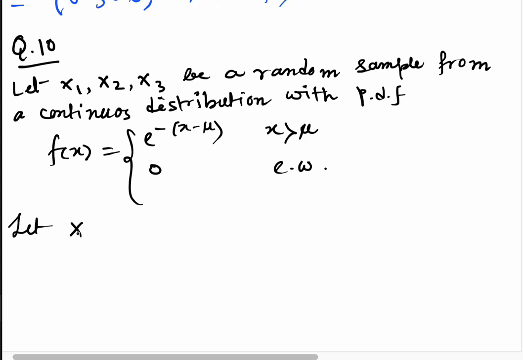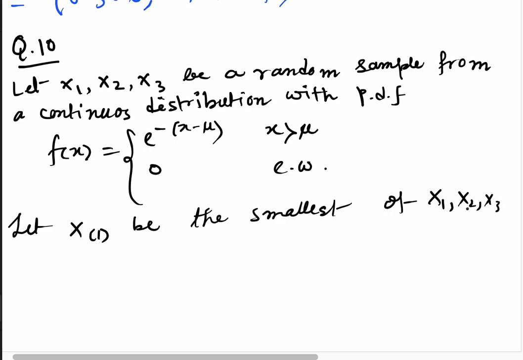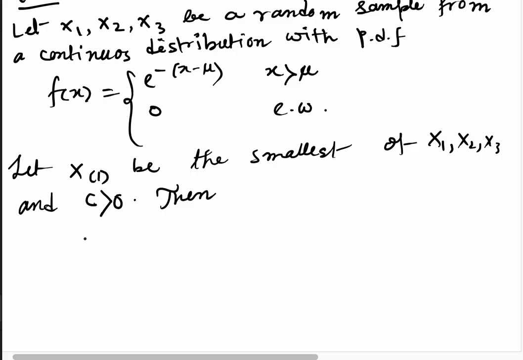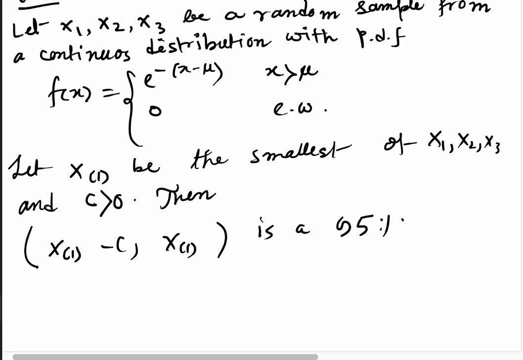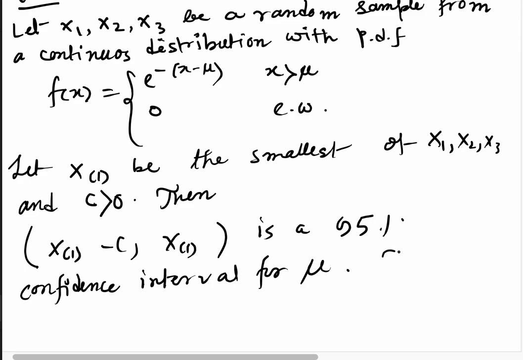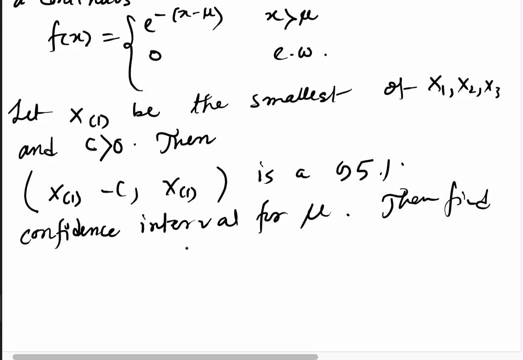Let x1 be the smallest of x1, x2 and x3 and c greater than 0, then (x1 minus c, x1) is a 95% confidence interval for mu. Then find the value of c.